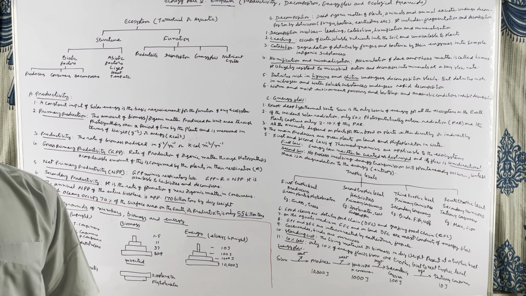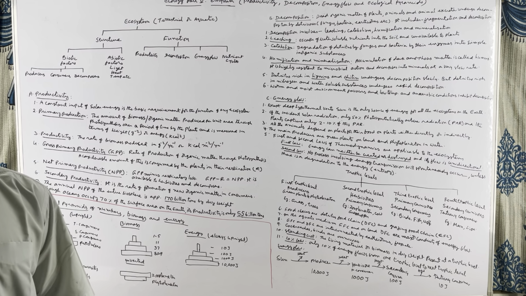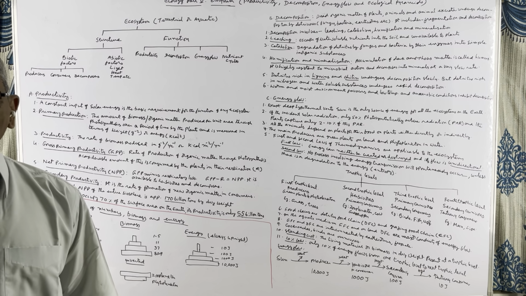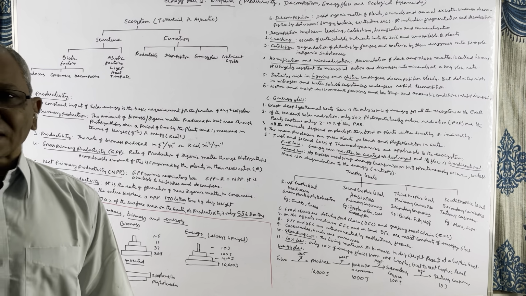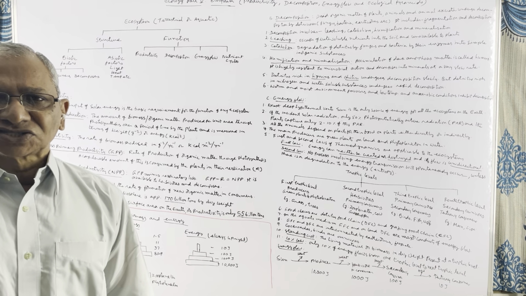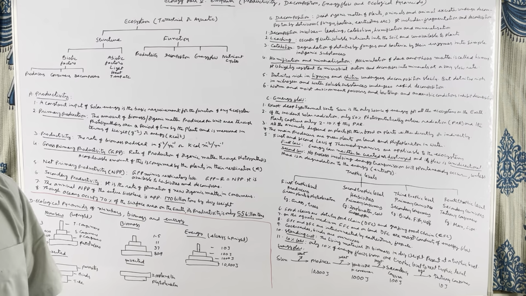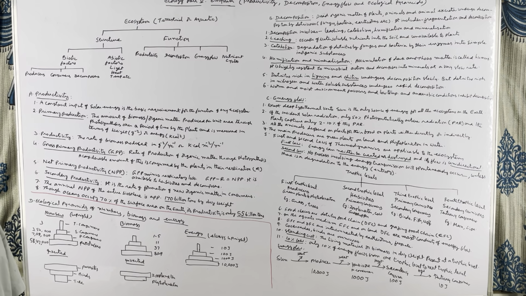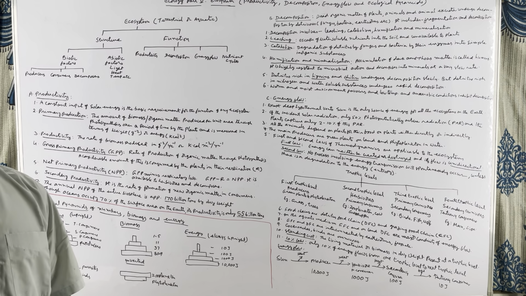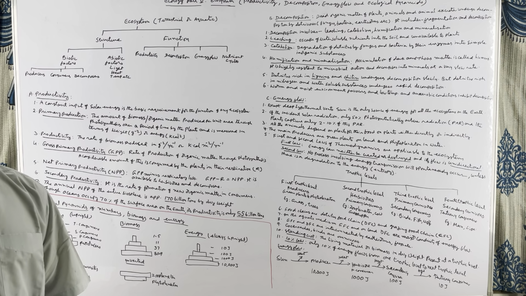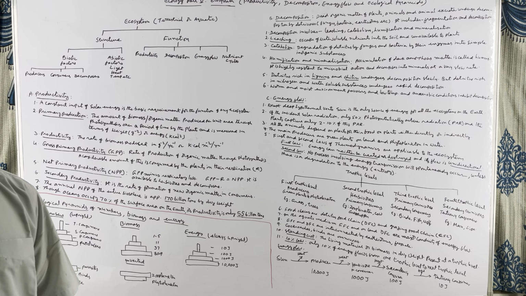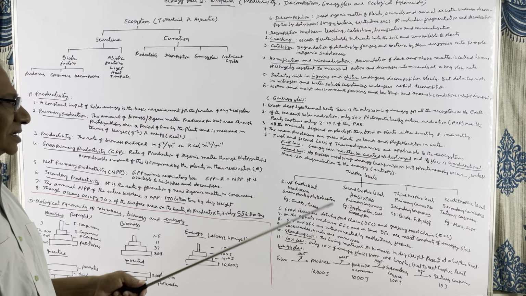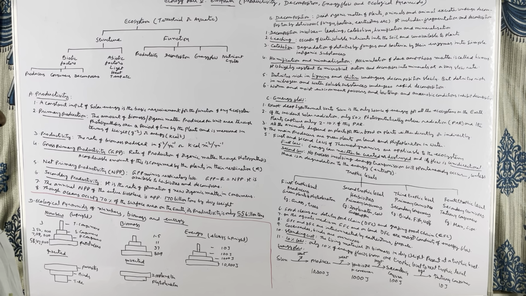But at every level of transformation, some energy is lost. Unless this loss occurs, energy transformation cannot occur. This loss of energy is called entropy. This is the second law of thermodynamics. In ecosystems also, at every level of transfer of energy, some energy is lost. So, the first two laws of thermodynamics apply to the ecosystems.